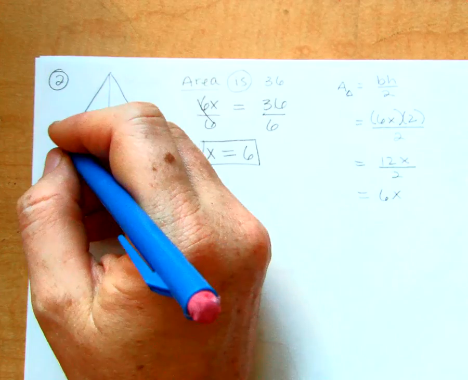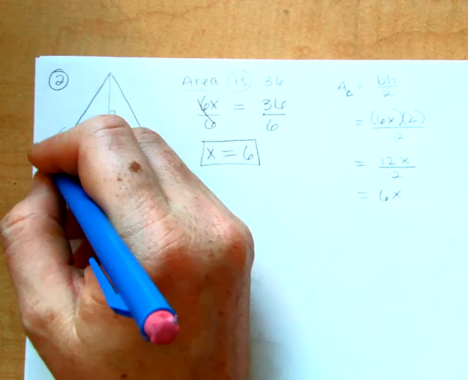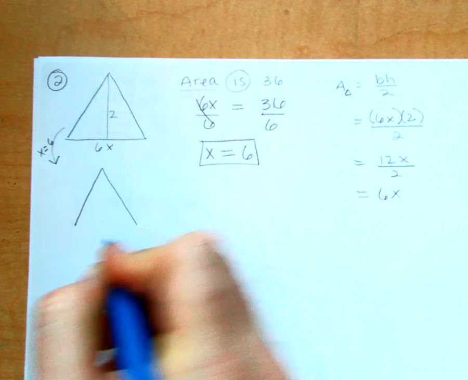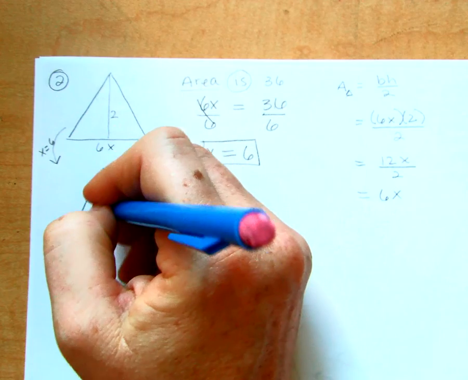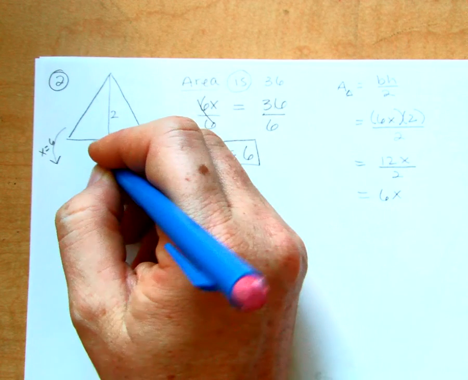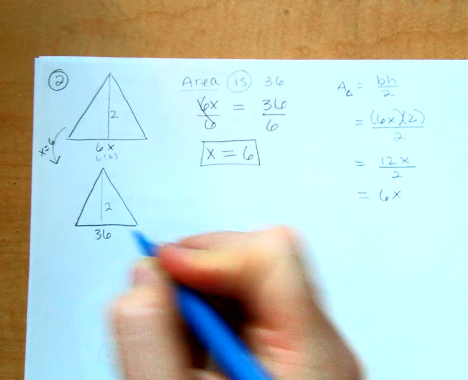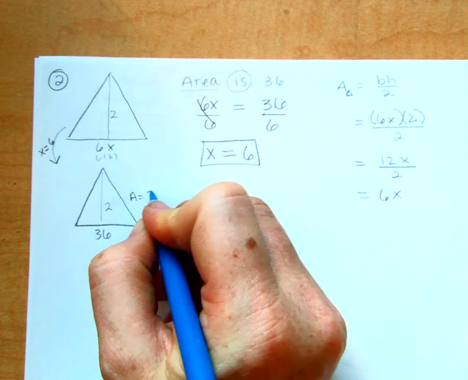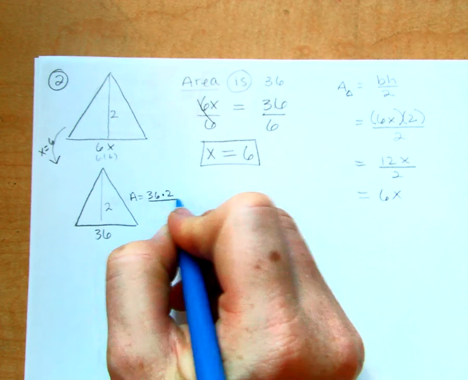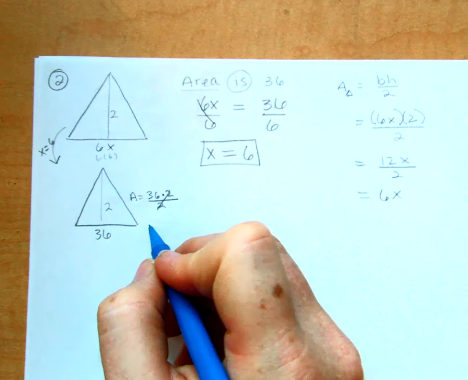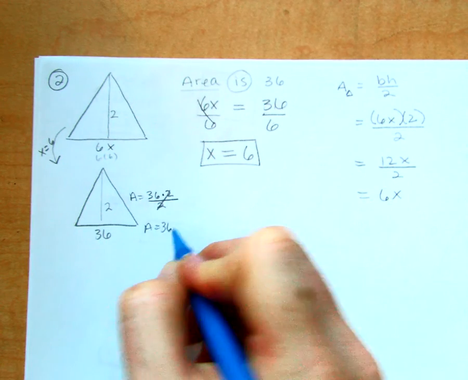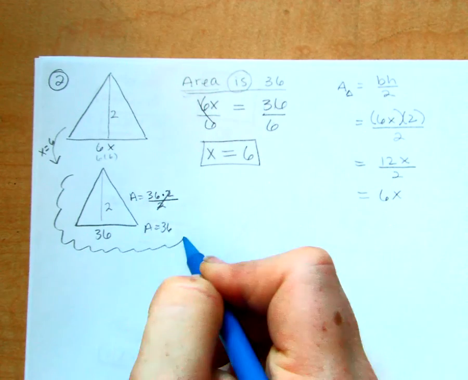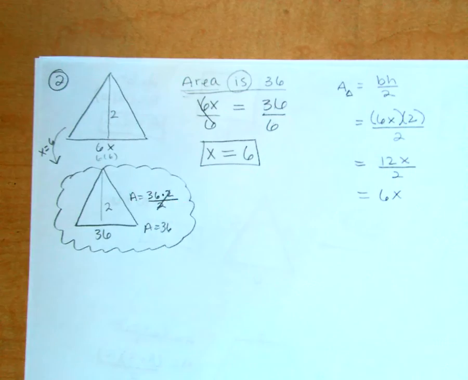And again, I can check my work. Right? I can say, all right, let's draw a new triangle when x is 6. Height is still 2. But now my base is 6 times 6, or 36. So my area would be base times height divided by 2. And actually, I can just do this and say, oh, well, look, area is 36, which is exactly what's given to me in the problem. So this is a great way to check your work to make sure you actually did the right thing.